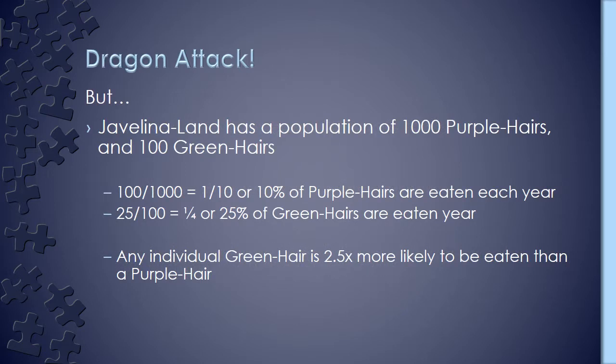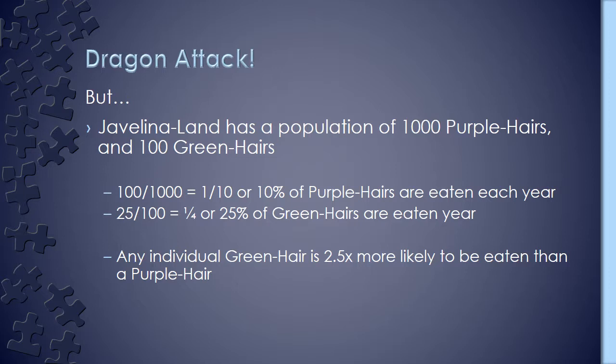But someone else comes along and says, hey, that doesn't really tell us everything. That just tells us the raw number of people who are eaten, but not the number of people who are eaten relative to the total population. So they count how many people are in Javelina Land. There's 1,000 purple hairs, but only 100 green hairs. So 100 out of 1,000 is 1 out of 10, or 10% of the purple hairs are eaten each year. But 25 out of 100 is 1/4, or 25% of the green hairs are eaten each year.